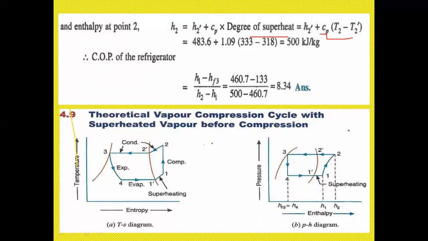Upon substituting this, the COP of a refrigerator is H1 minus HF3 divided by H2 minus H1. That is equal to 460.7 minus 133 divided by 500 minus 460.7, which is equal to 8.34. Got it? Now, the theoretical vapor compression cycle with superheated vapor before compression. Here we are talking about the before compression type, not after compression. Got it?